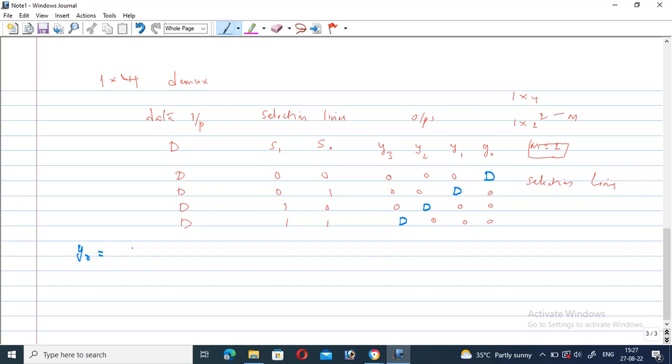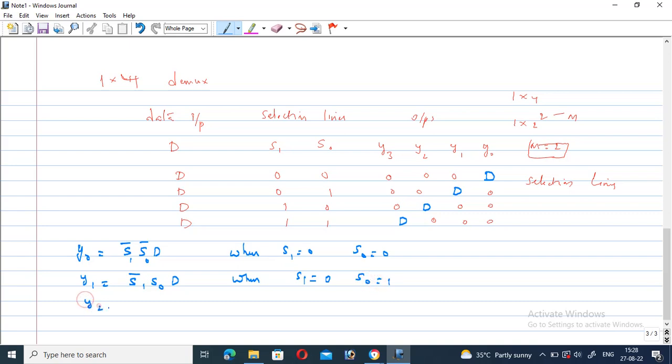Y0 is equal to S1 bar S0 bar D, when S1 is equal to 0 and S0 is equal to 0. At the same time, Y1 is equal to S1 bar S0 D, when S1 is equal to 0 and S0 is equal to 1.